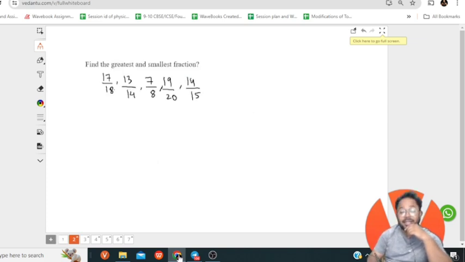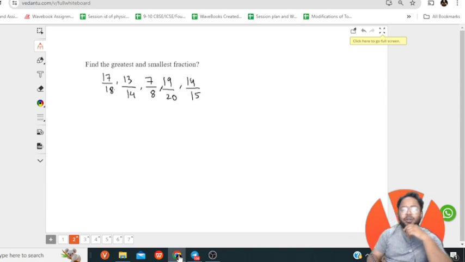So the question is: find the greatest and smallest fraction. When you get such a question, where fractions are given and it is being asked to find the greatest and the smallest fraction, the authentic way taught in our schools tells us to take out the LCM, then make the fractions equivalent, then multiply and find it. But here I will give you a trick that will work very quickly and easily. You can find out which one will be the greatest and which one will be the smallest.